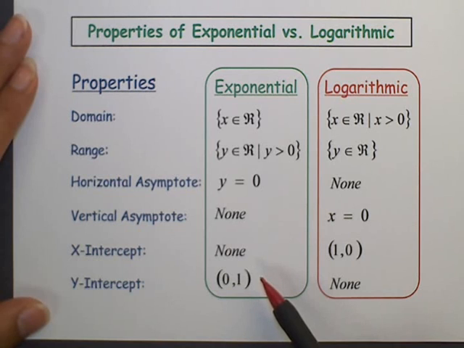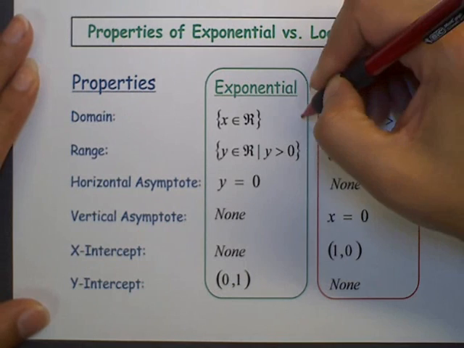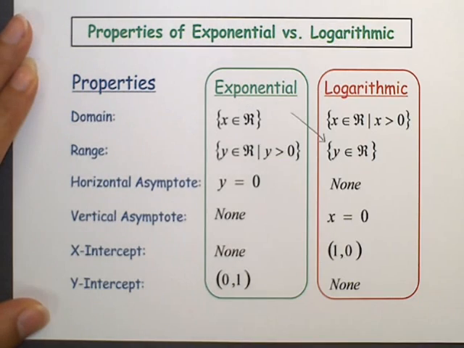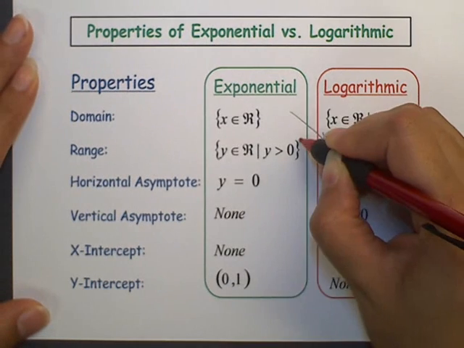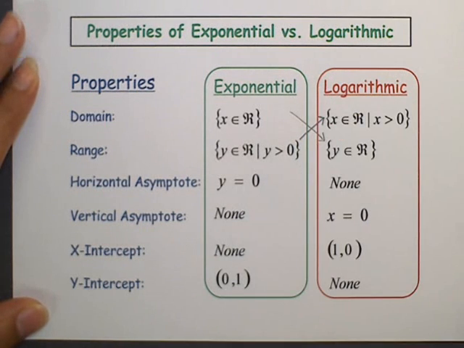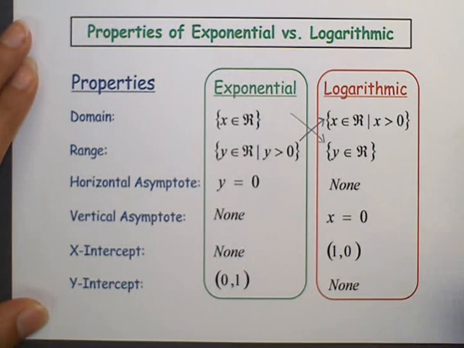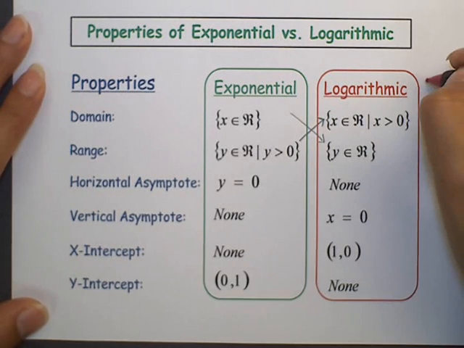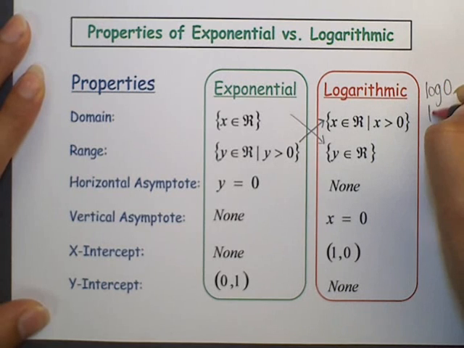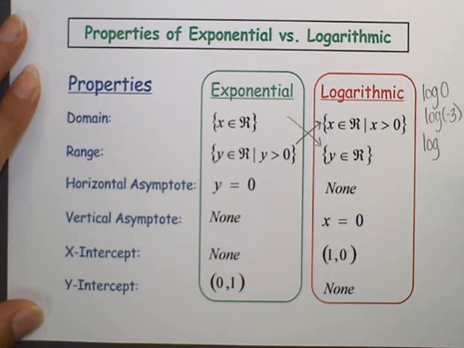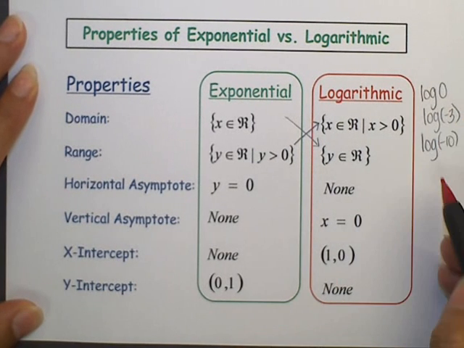For the logarithmic function, you'll notice that the domain of the original function is the same as the range of the inverse, and the range of the original function is the domain of the inverse. Okay? So notice that the logarithmic function exists only for positive values of x. Now if you think back to the warm-up, that's why we couldn't find the log of 0, or the log of -3, or the log of -10. That's why these values never existed, because they only exist for positive values of x.